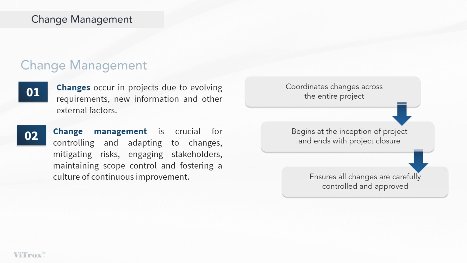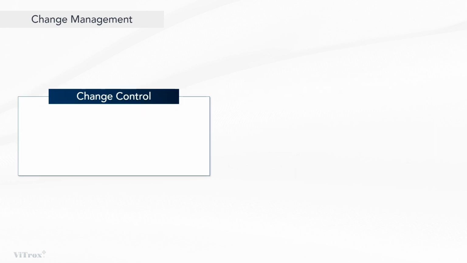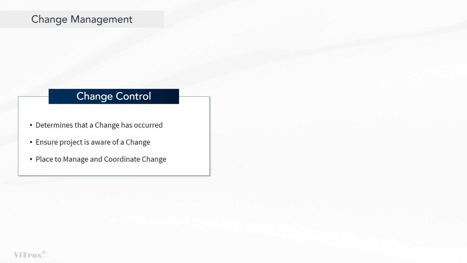The primary goal of change management is to ensure that all changes to the project are carefully controlled, approved, and effectively implemented. Change control is a process that identifies when a change has occurred and ensures that the project is aware of the change. It involves capturing and documenting change requests, evaluating the impact, and making decisions on whether to accept or reject the change.